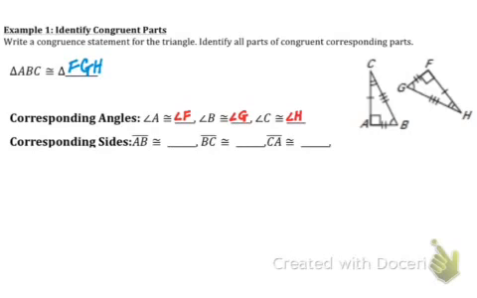Now let's check out our corresponding sides. So, side AB, so notice that in our congruent statement we have AB. What would that be congruent to? Well, according to our congruent statement, it's congruent to FG. So, side AB is congruent to FG. Side BC is congruent to GH. And side CA, which starts with the last letter and goes to the first, is congruent to, must be HF.